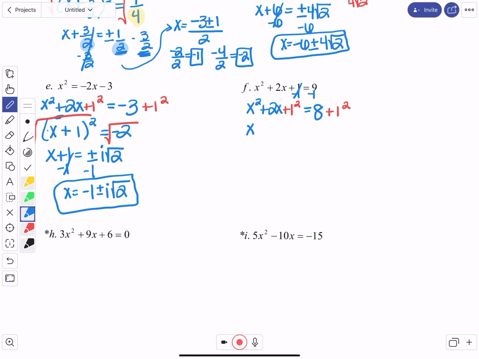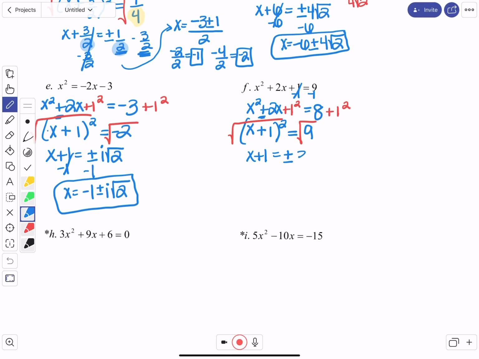Now I have x. This is a plus, so I put a plus. And then there's the 1. Put the square on the outside of the parentheses. And then I'm going to get 8 plus 1 squared is going to give me 9. Okay? So now I'm ready to take the square root of both sides. Notice this is just these same steps over and over and over. So the square root of x plus 1 squared is just going to be x plus 1. And I get plus or minus.